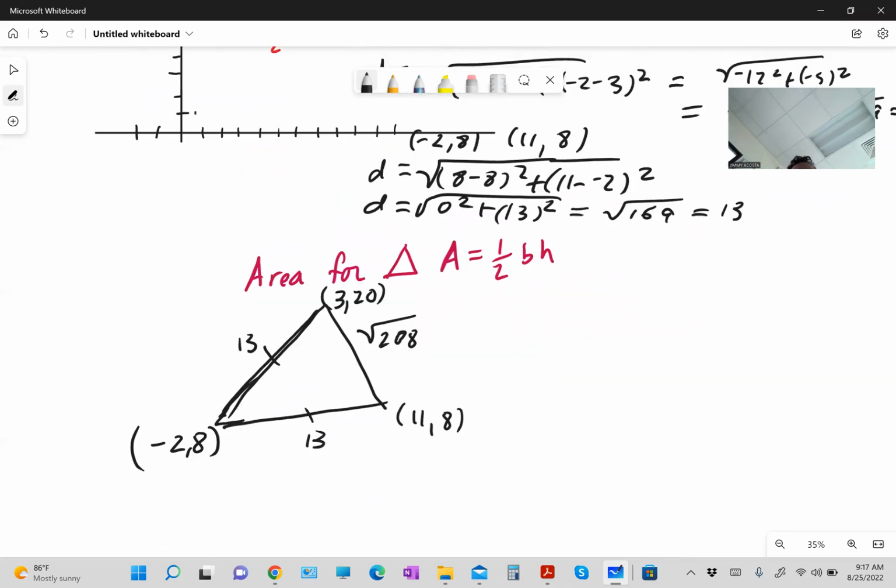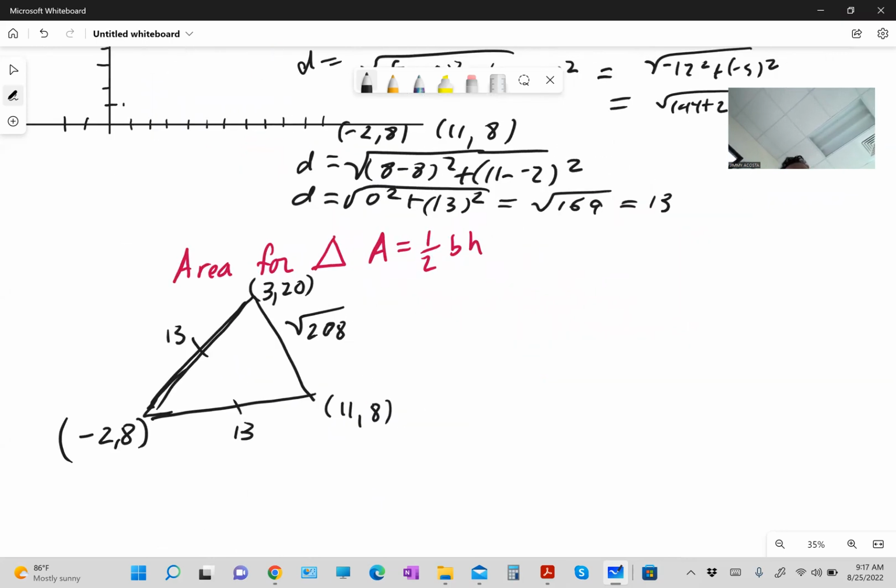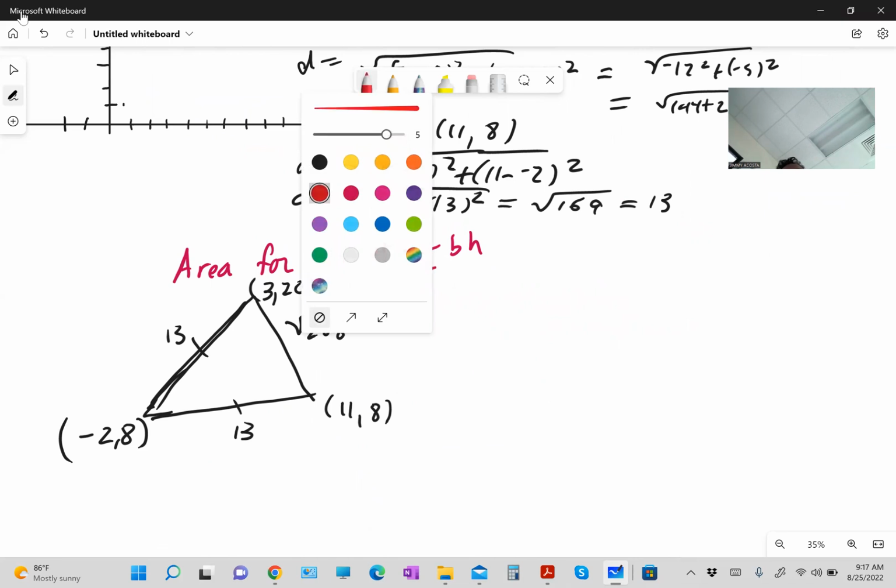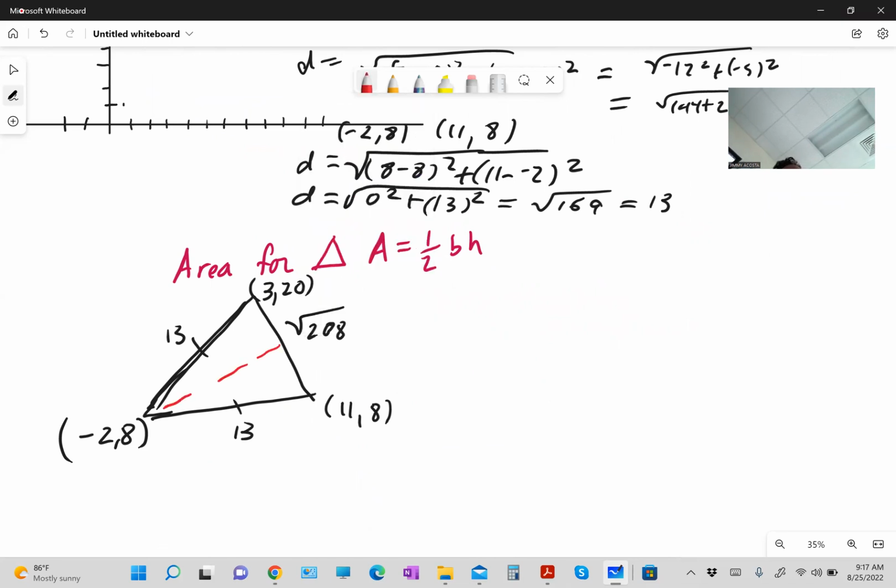Okay. Now, if I'm doing this problem, I would want this height here. This is the height. There's actually three heights for this triangle, but we're going to use this one because it's convenient. And this is the base. So we know the base, so we have to find the height. To find the height, we need to find this point first, and that is the midpoint. So we do the midpoint. Yes, we do the midpoint. Yes, sir.